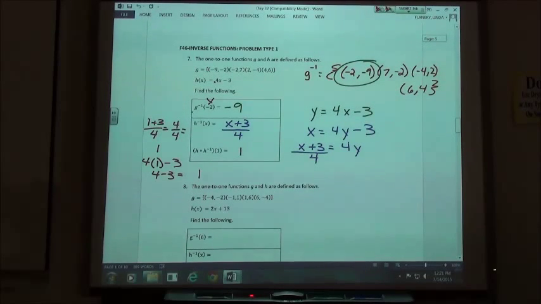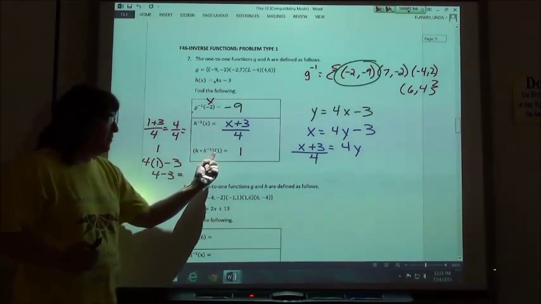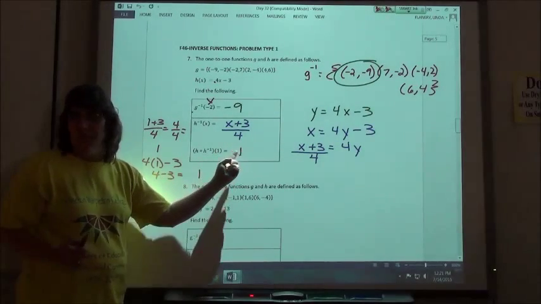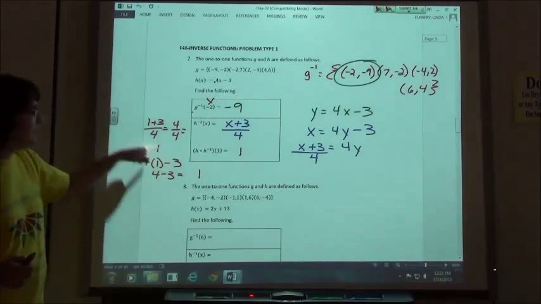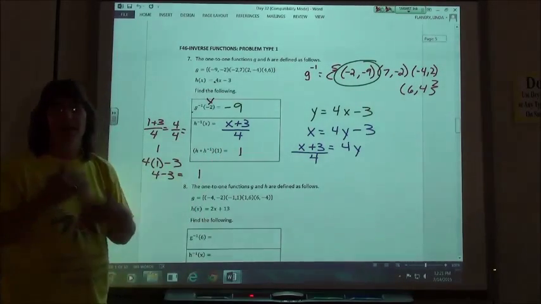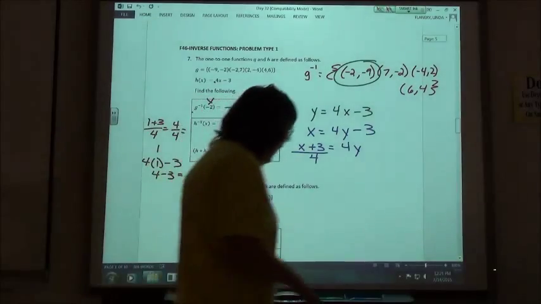Now, since the regular function and the inverse function are opposites of each other, if this is 1, this also better end up being 1, or there's a mistake somewhere in there. The middle number might not be 1, but if this is 1, the final number should be 1 if everything's working out correctly.